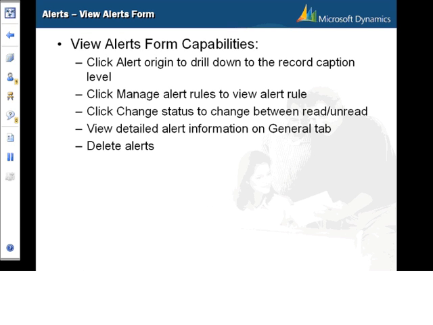The View Alerts form provides the users with the following capabilities. We can click Alert Origin to drill down to the record caption level where the event occurred. We can select an alert and then click Manage Alert Rules to view the corresponding alert rule in the Manage Alert Rules form. And we can select an alert and view detailed alert information in the General tab. Also, we can delete alerts from the form: select an alert and then click delete.